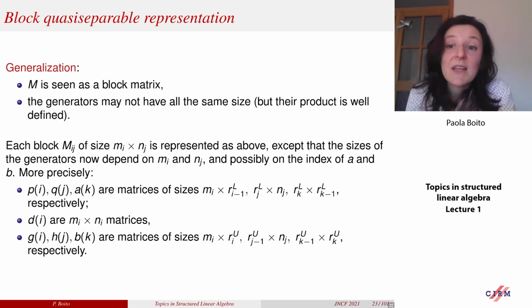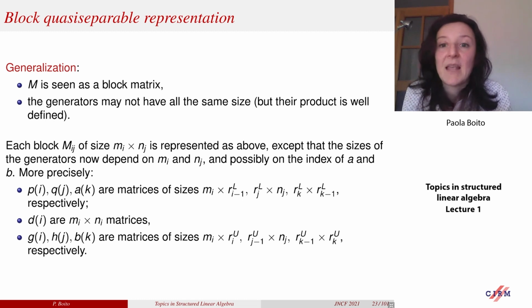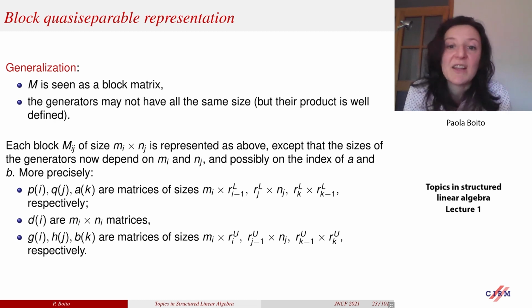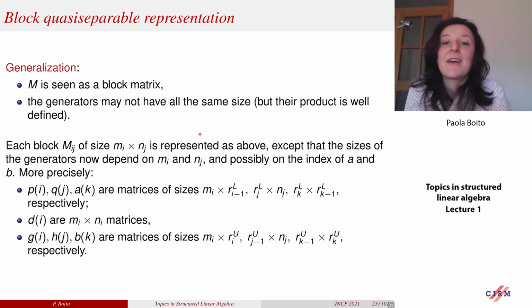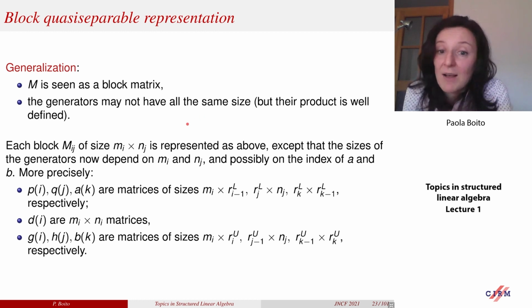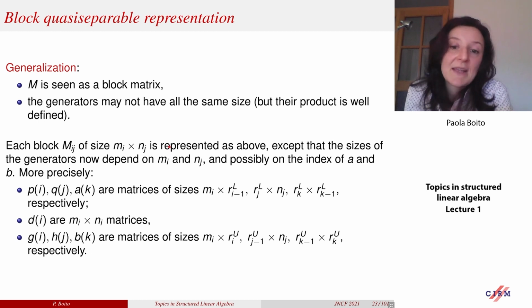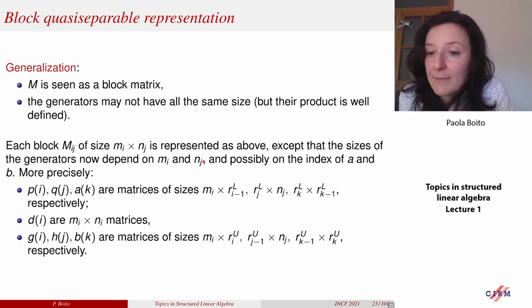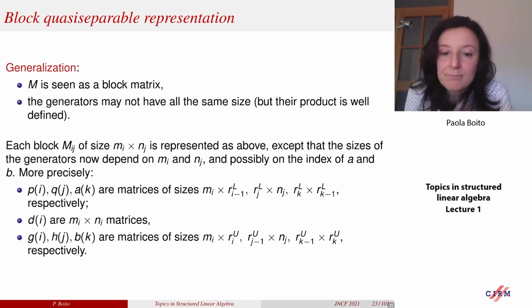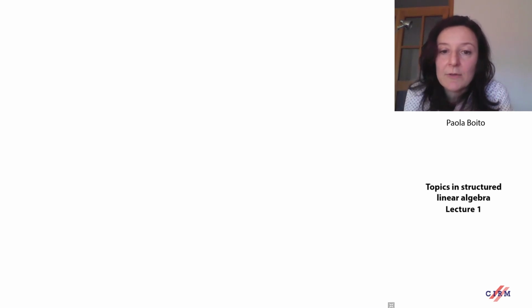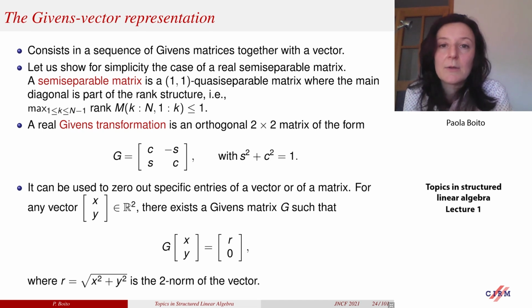Okay, this representation can also be generalized to the block case. So if we look at our matrix as a block matrix, we can use a block representation where everything works as above, but now the generators are no longer just column vectors and row vectors in addition to matrices, but the sizes may depend also on the sizes of the blocks we're using, okay? Well, I won't dwell too much on this because we're not going to use it.